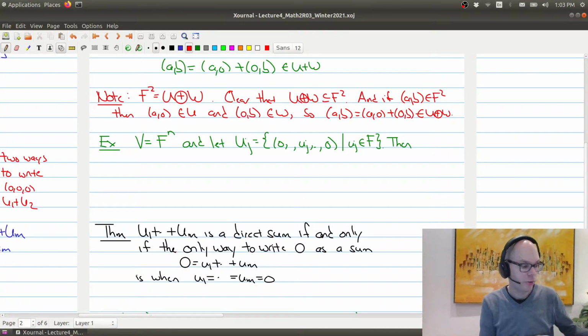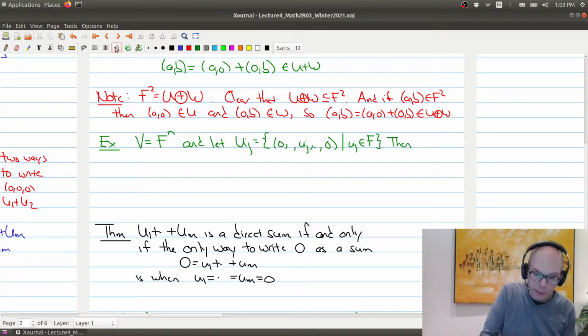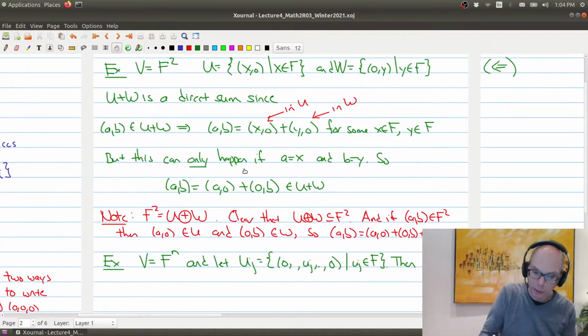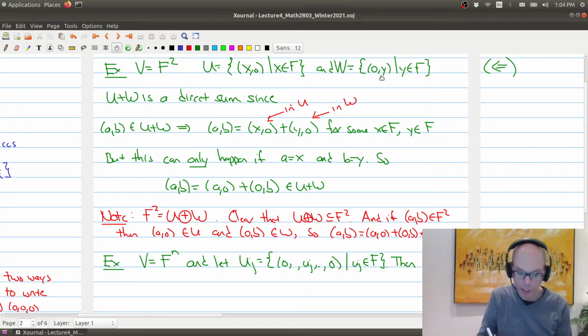So welcome to part 2 of lecture 4. I just finished off doing this example right here where I took F2 and decomposed it as a direct sum of vectors of the form u and w. Let me scroll back so you can see what the u and the w were. The u was all the vectors where the first coordinate is given and the second coordinate is 0, and the w is where the first coordinate is 0 and the y could be anything.